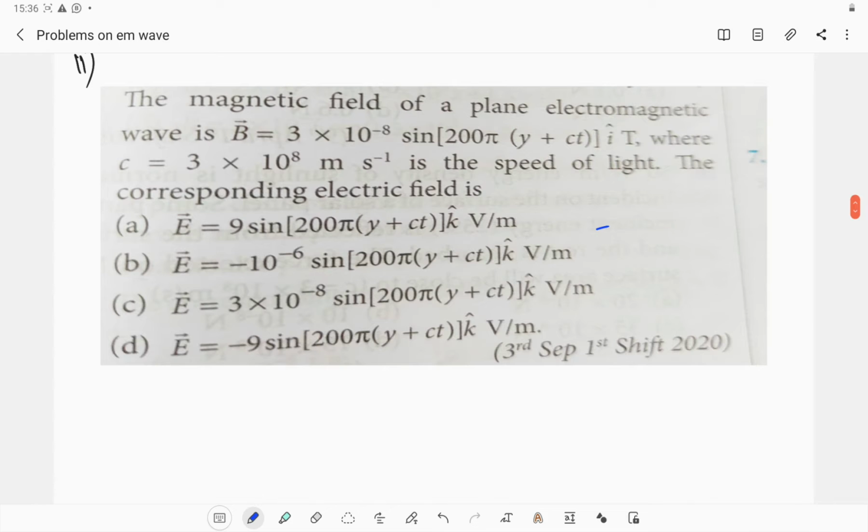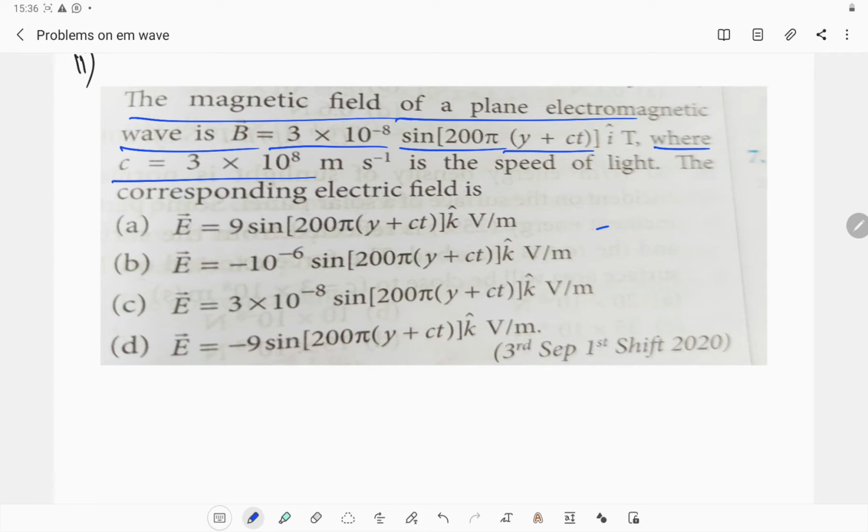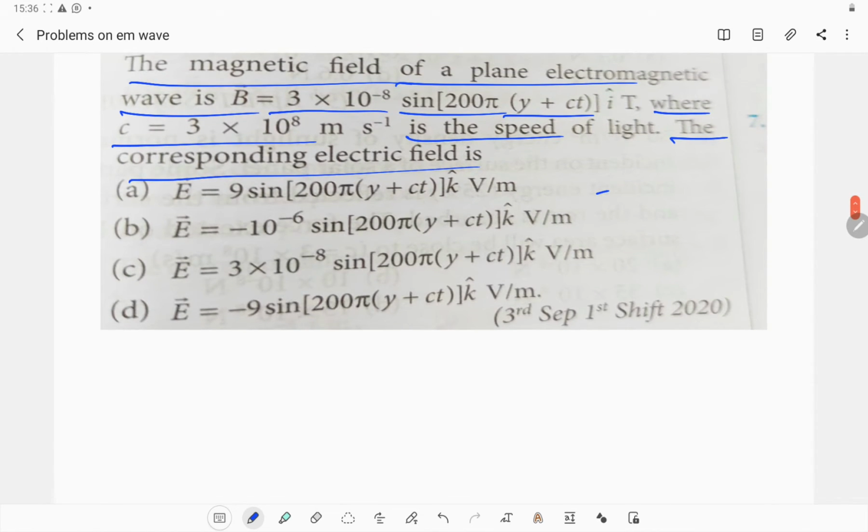Next, problem number 11. The magnetic field of the plane electromagnetic wave is B is equal to 3 into 10 to the power of minus 8 sine 200 pi y plus ct i cap, where C is 3 into 10 to the power of 8 meter per second, the speed of light. The corresponding electric field is, here magnetic field y plus ct is given.